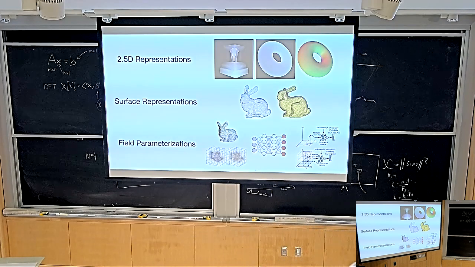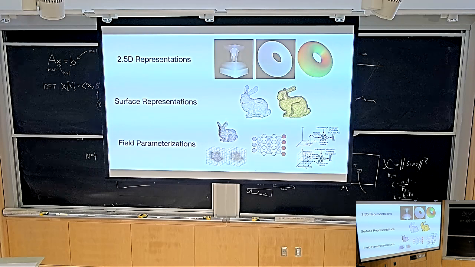Then we talked a little bit about actual 3D representations. So we called these 2.5D representations because for every pixel, they give you the third dimension, but they never tell you about what's behind. So they don't actually parameterize the whole scene. They only parameterize the geometry of visible surfaces.